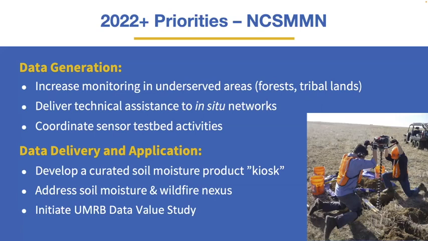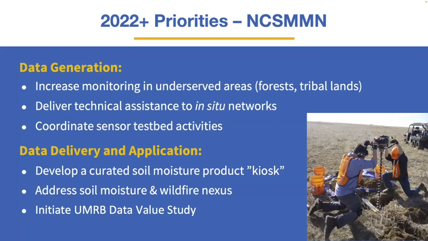In terms of data delivery and application, this first one, develop a curated soil moisture product kiosk. So we talk a lot about these new products that we want to do, gridded, real time, high resolution. But we know that there are products out there already. There were products out there 5, 8, whatever years ago, and some of them are very valuable. And as someone pointed out, you don't always have to be accurate to be useful, right?